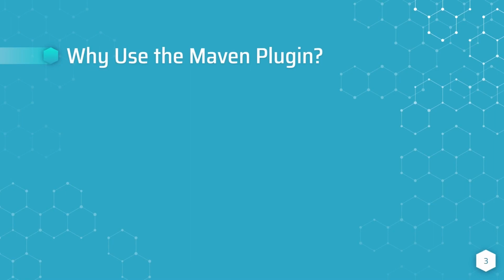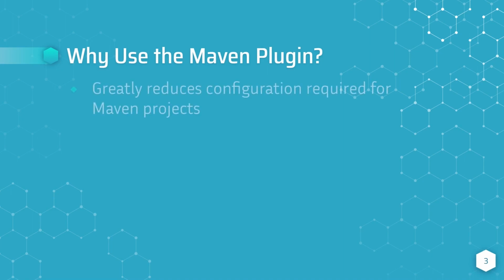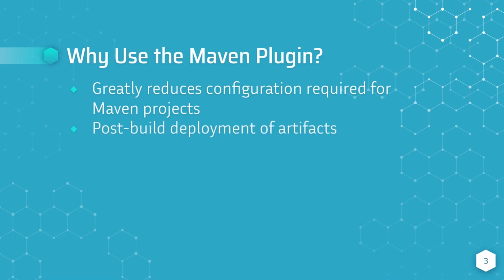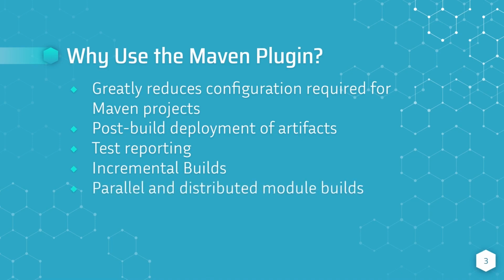But the question is, why use the Maven plugin when we could also invoke Maven inside of a freestyle project? The Maven plugin greatly reduces the configuration required for Maven projects inside of Jenkins. And the plugin enables post-build deployment of binary artifacts that are produced during a Maven build. In addition, the plugin provides graphical test reports directly in the Jenkins UI. It also supports incremental builds so as not to waste resources. We can also build modules in parallel and distribute it across executors and Jenkins nodes.